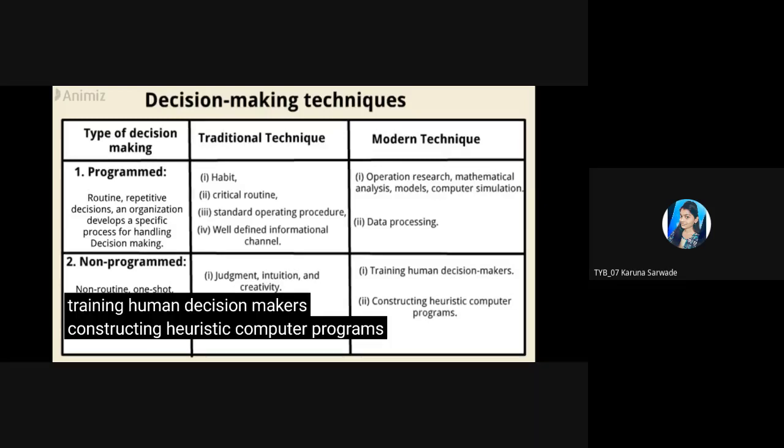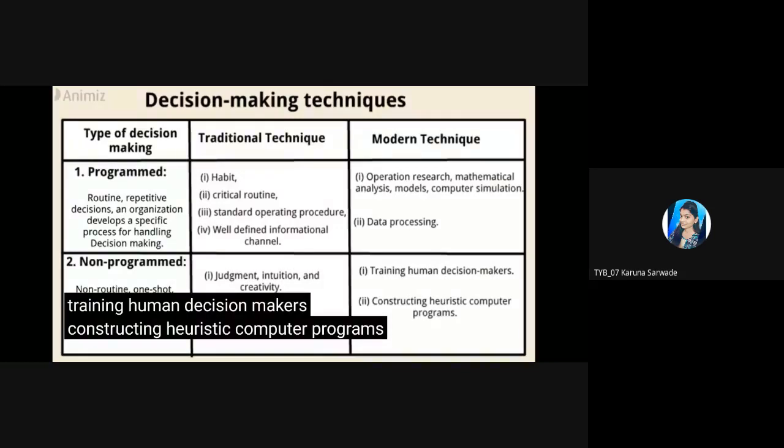So this is about the first, program, meaning whatever information you have divided or set regarding daily routine. And next is non-program, meaning at the 11th hour we have to take some decision using judgment, creativity, and modern techniques like training of the human decision maker. So we have to arrange a department like a training engineer. For that we will give some training on how to take decisions, and then constructing heuristic computer programs, meaning at the 11th hour we can do some programming regarding that product.